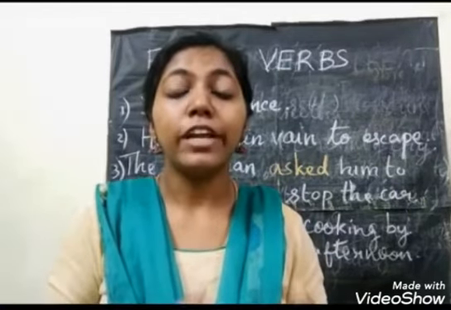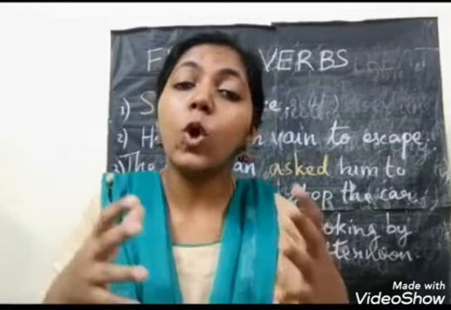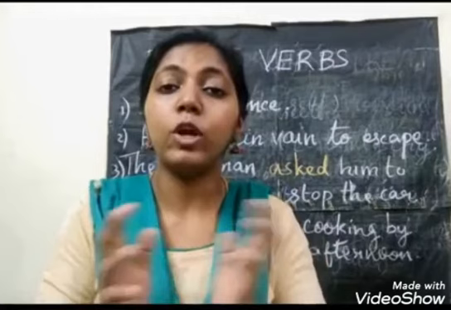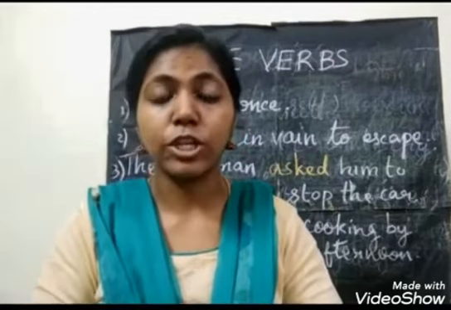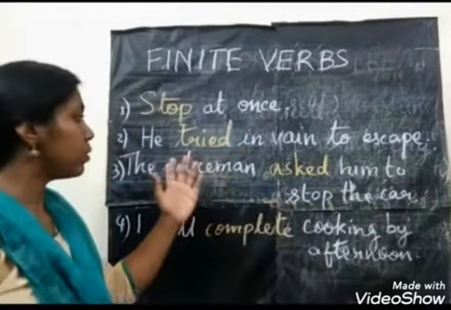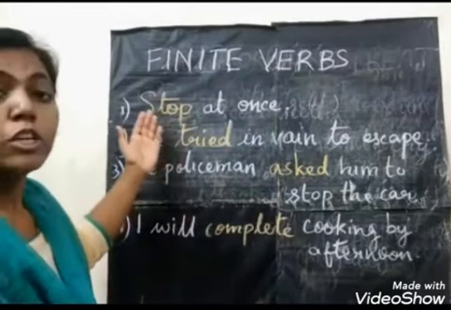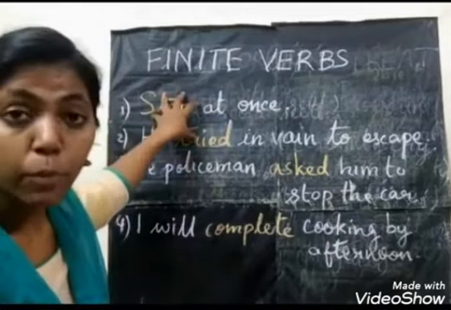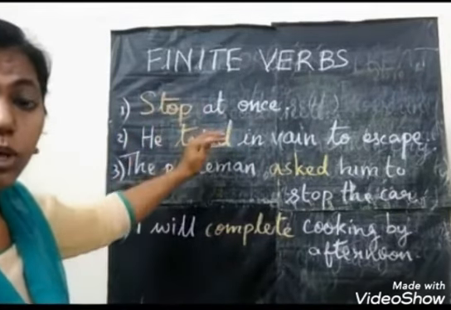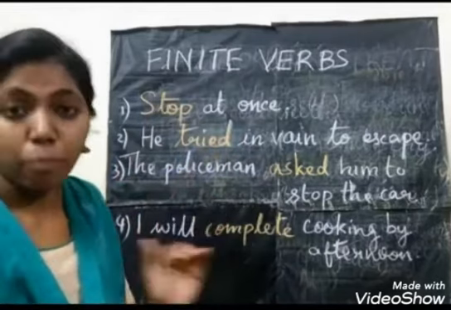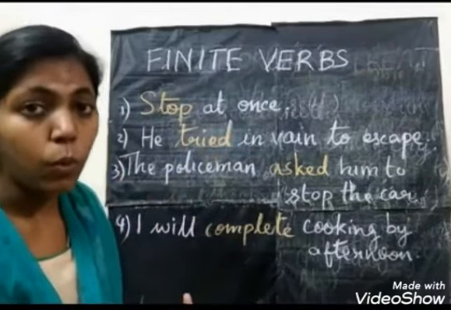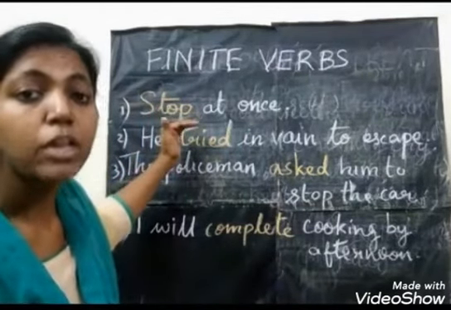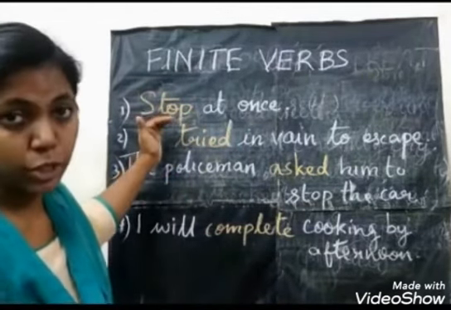And finite verbs are always closely connected with the subject. Now look at some examples, some sentences. Stop at once. Here the finite verb is stop. Why? Even though the subject is not mentioned, you all know that the action stop is to be done by the subject.